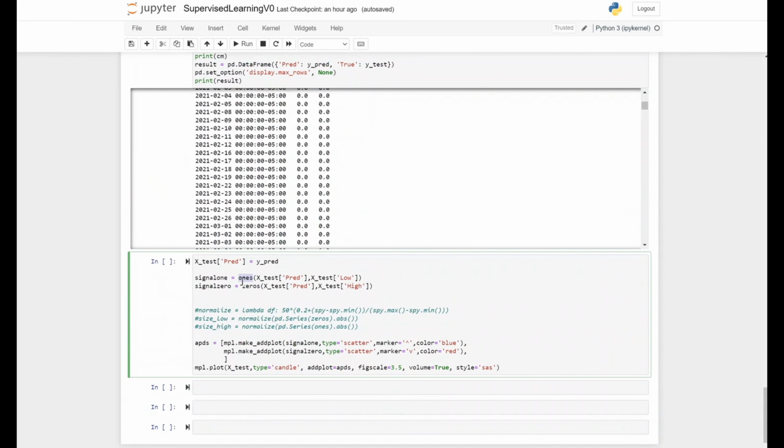So here we call these two methods to generate the signals for those testing records the model predicted as one, right? And we call zeros to generate the signals for those testing data records the model predicted as zero, right? And then we plot these two lists of signals with the price and the volume information of the days in this testing data set. Okay, so let's run it and see what we get.